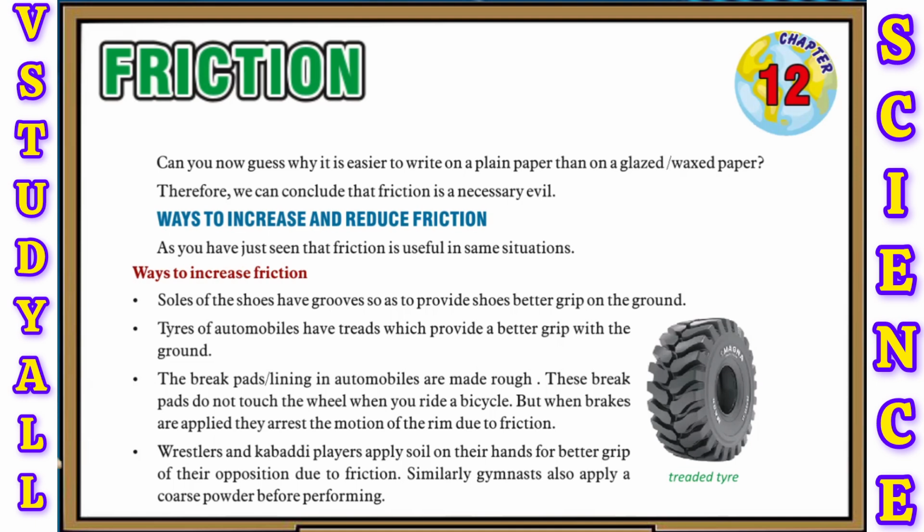The brake pads lining in automobiles are made rough. These brake pads do not touch the wheel when you ride a bicycle, but when brakes are applied, they arrest the motion of the rim due to friction. Wrestlers and kabaddi players apply soil on their hands for better grip of their opposition due to friction. Similarly, gymnasts also apply coarse powder before performing.